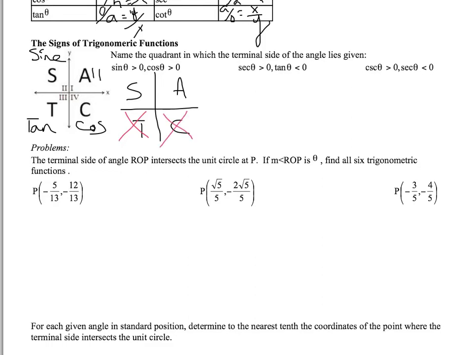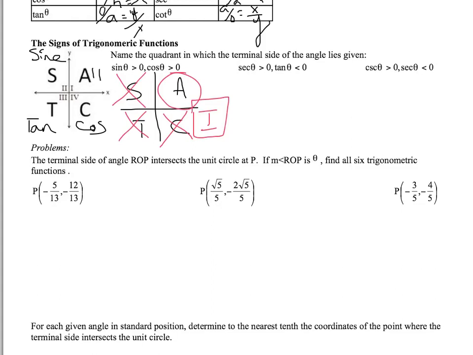Then I look at my other information. It says cos has to be positive. Is cos positive in A? Yes, it is. Everything's positive. Is cos positive in S? No, because only sine's positive there. So since I said no, I'm going to cross it off. I can see I'm in that first quadrant, so I'm going to say quadrant 1. Remember, we label our quadrants with Roman numerals, not with actual numbers.